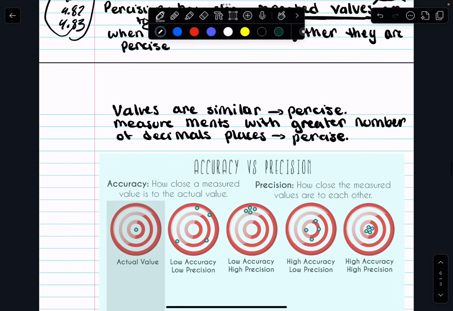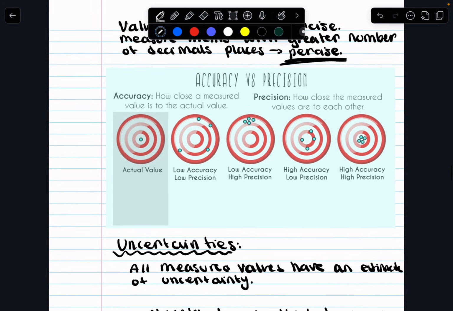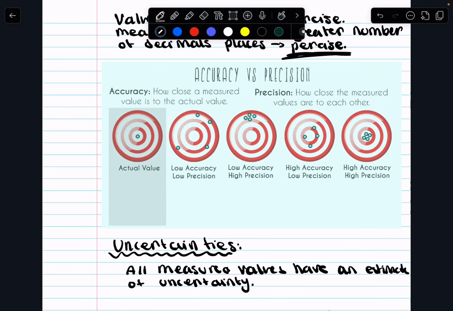So when the values are similar, they're precise, and measurements with a greater number of decimal places are also more precise. So accuracy is how close the measured value is to the actual. Precision is how close they are to each other. So if I have an actual value here, and then I have values all around these places, they're not close to each other, and they're not close to the actual value, so it's not accurate and not precise.